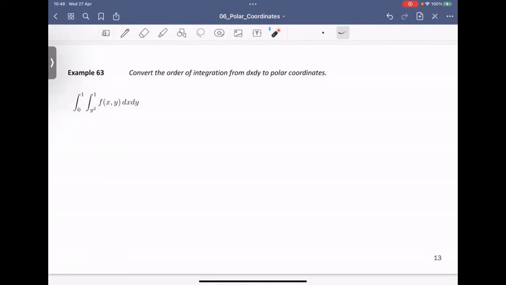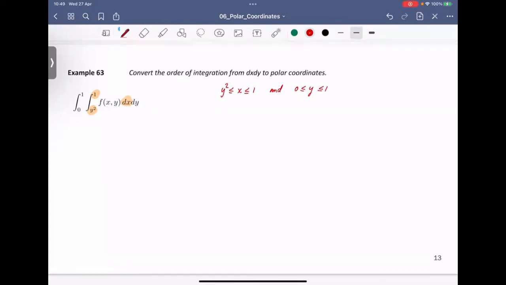So example 63. I want you to convert the order of integration from dx dy to polar coordinates. Again, this question does not require us to integrate this thing. So, dx dy to polar coordinates. Again, x from y squared to 1. And I have y from 0 to 1. All right, sounds good. Next, I'm going to get the picture.